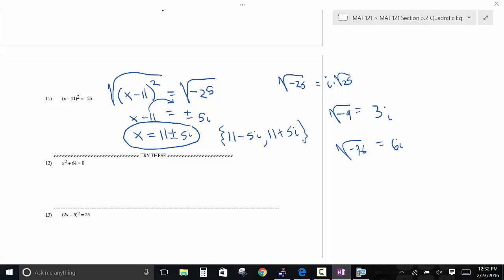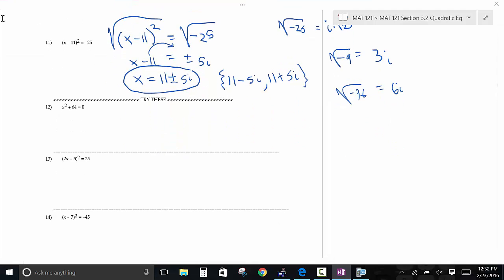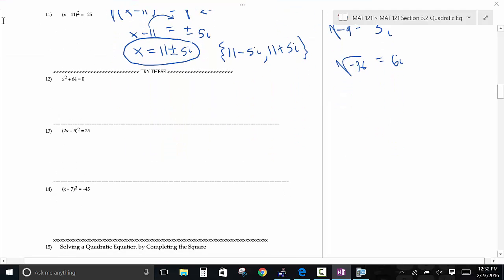All right, any questions? Okay, go ahead and try the next problems, and we'll take a little time to do that and see if you got the handle of it. And then we're going to look a little bit at completing the square. We're going to do kind of a quick review of the quadratic formula and a few other things.